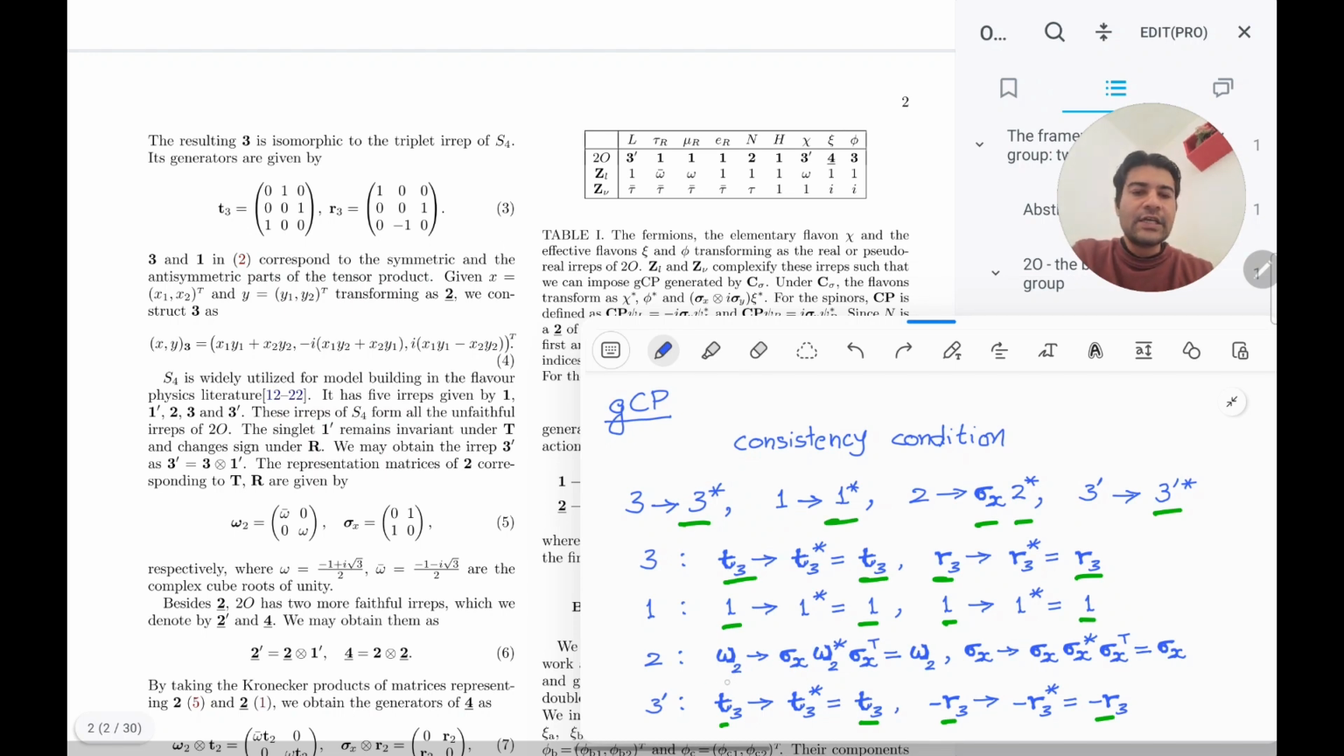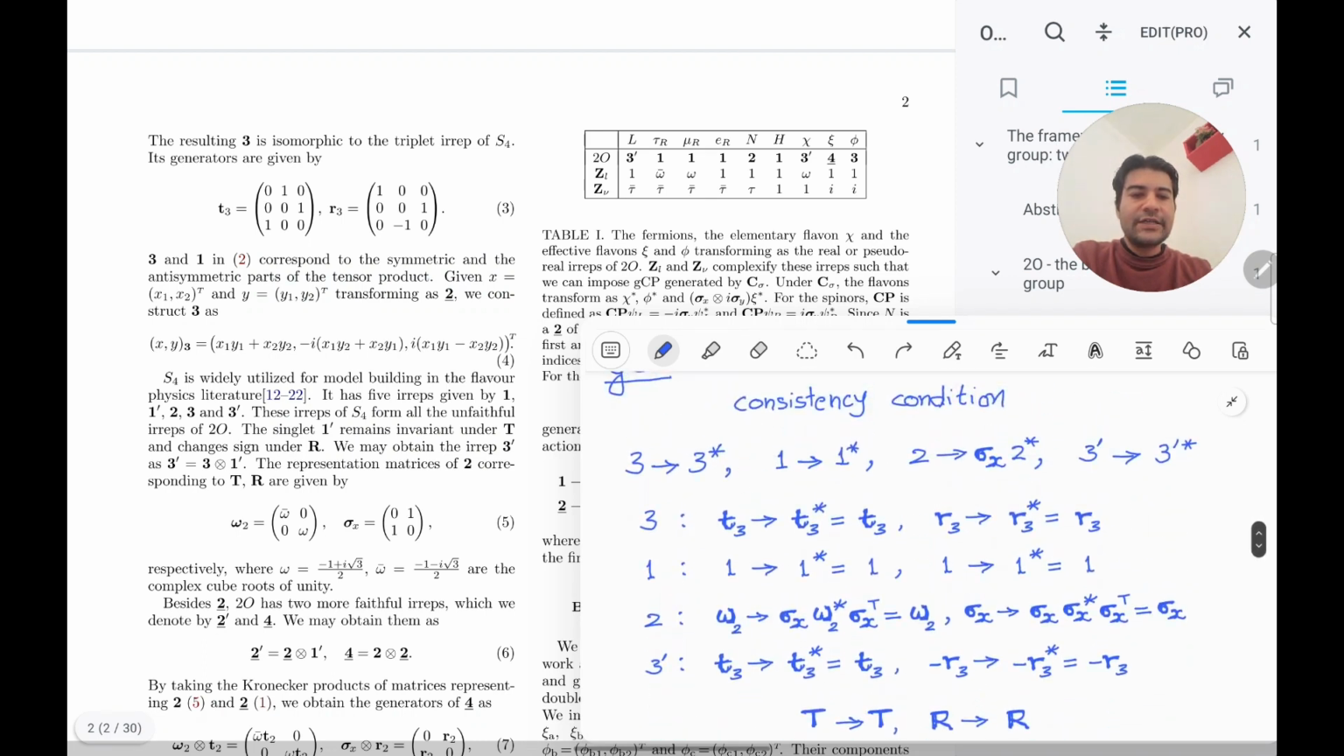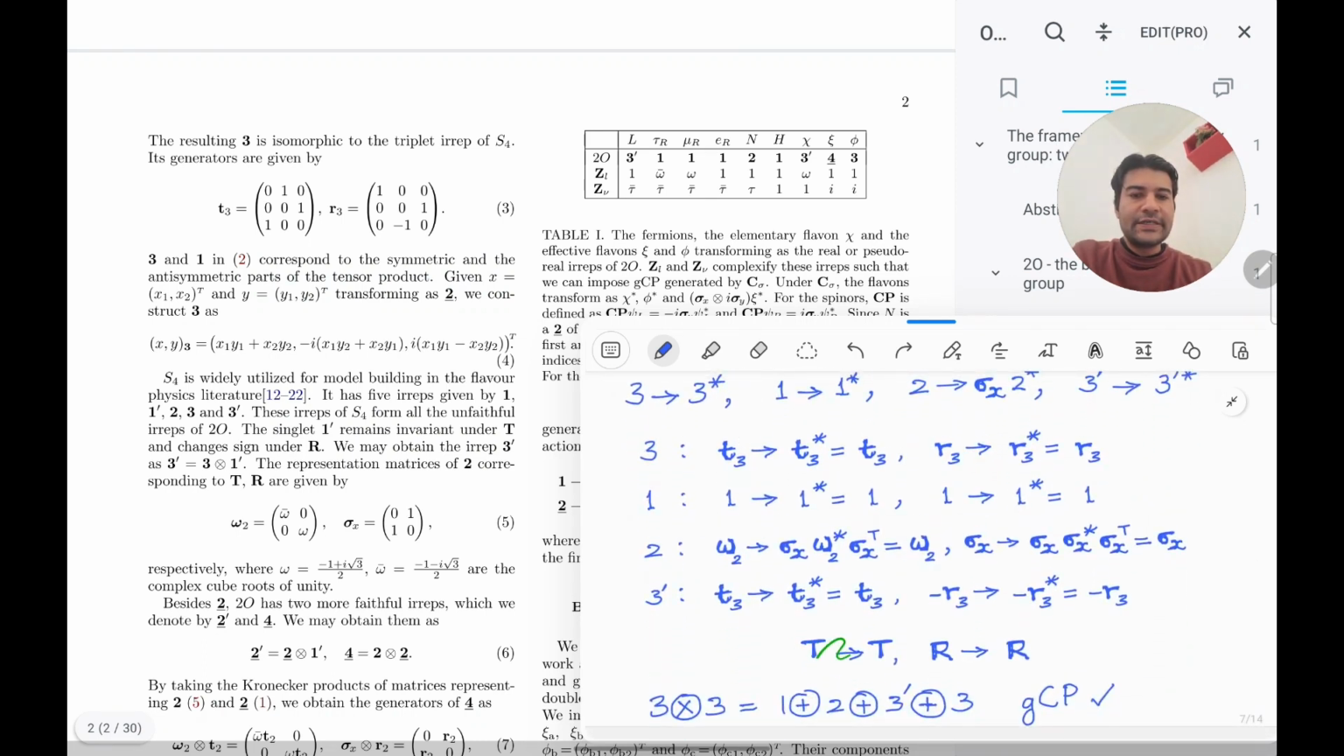The first generator is bold omega 2. So this gets conjugated and multiplied with sigma x. You have to multiply on both sides because these are matrices, and under this action, bold omega 2 remains unchanged. The same is the case with sigma x. So to conclude, all these group generators remain unchanged under our definition of generalized CP. This is summarized here. So the generator T goes to T and R goes to R.